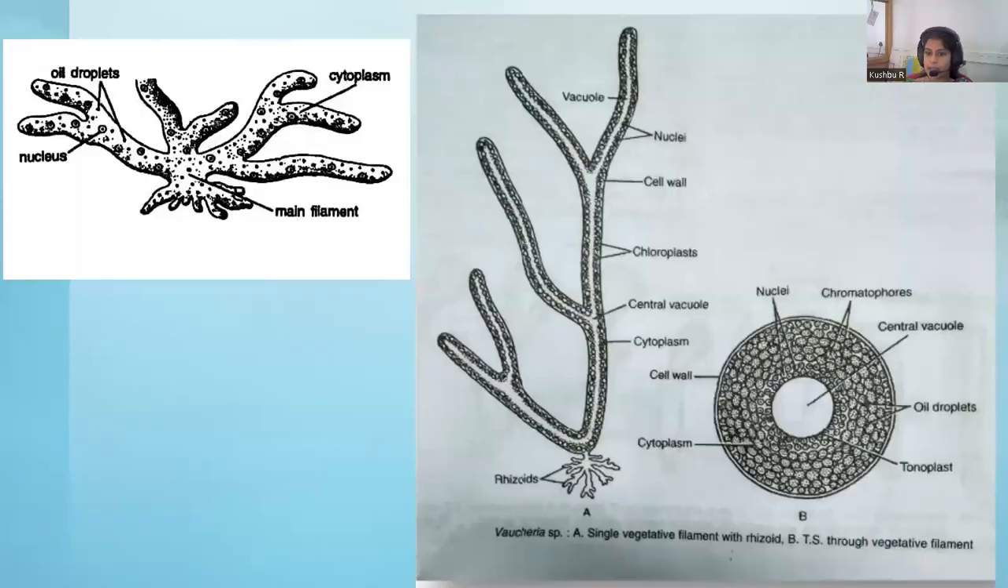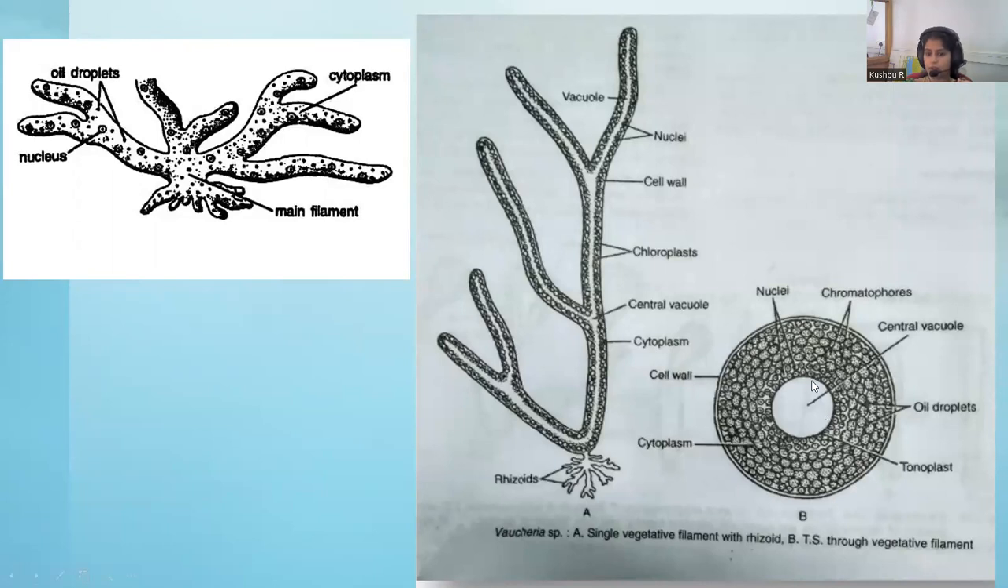This is how exactly the thalli of Vaucheria would look. Here we have the rhizoids, which are a highly modified version of holdfast, a little more primitive than roots, called rhizoids, which help in attachment.